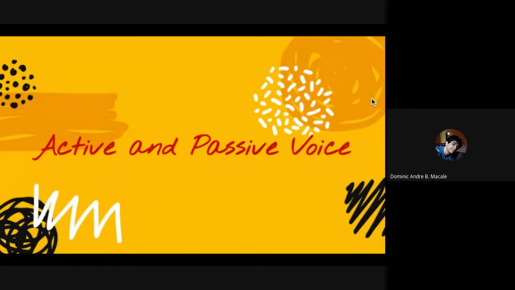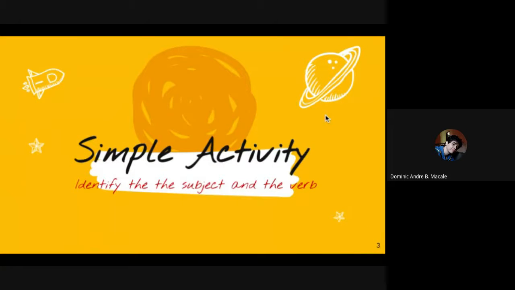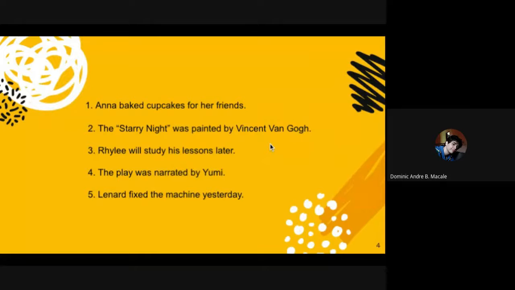So now, for today's class, we will have active and passive voice. But before that, we will have an activity to give you a little bit of an idea, and you will read example sentences and identify which are the subject and the verb. So here are the sentences. Can someone read and identify?